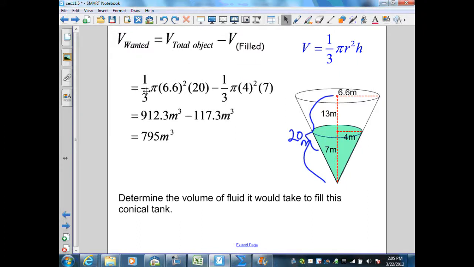So for the cone, I have 1/3 pi 6.6 squared. This is the entire cone, and that's the height of 20 meters. Then I subtract out the amount that I have filled. That is 1/3 pi, and here the radius is 4 meters, and that height is 7 meters. When I calculate out, I'm going to get, for the entire cone, 912.3 meters cubed minus the part that's already filled, 117.3 meters cubed, and when I subtract, I'm going to get 795 meters cubed. That is still space that I can put fluid in.